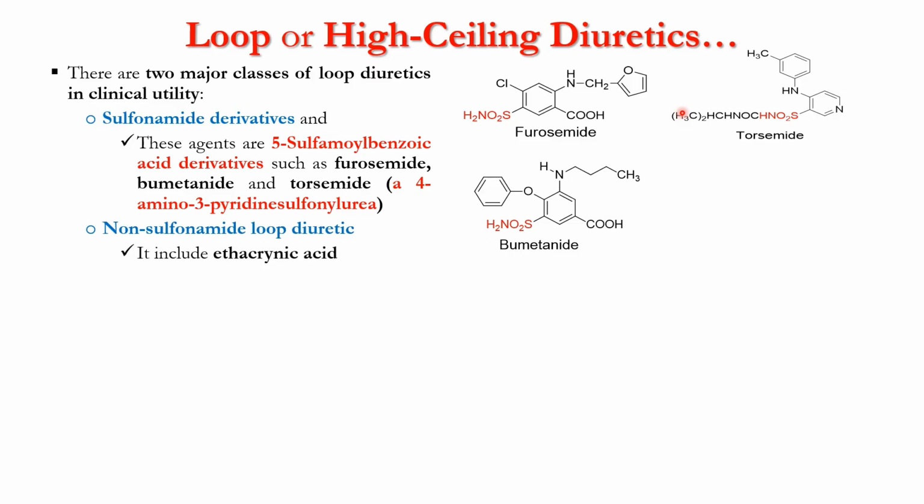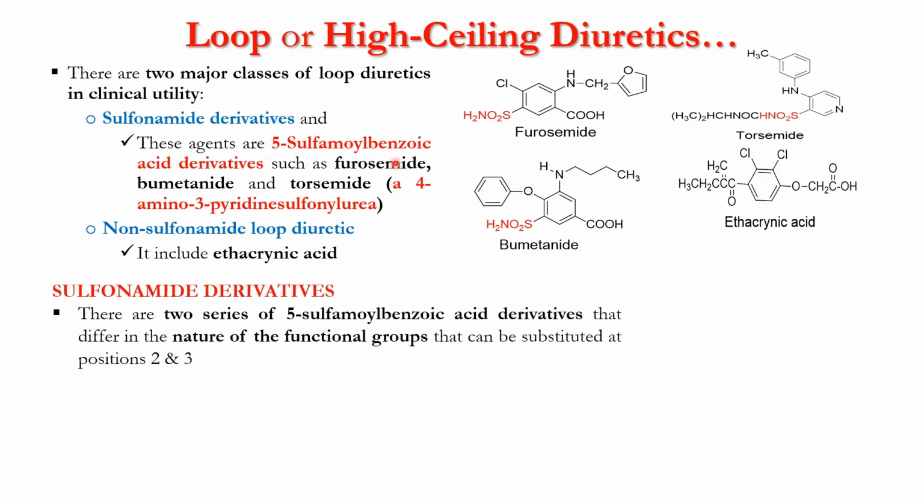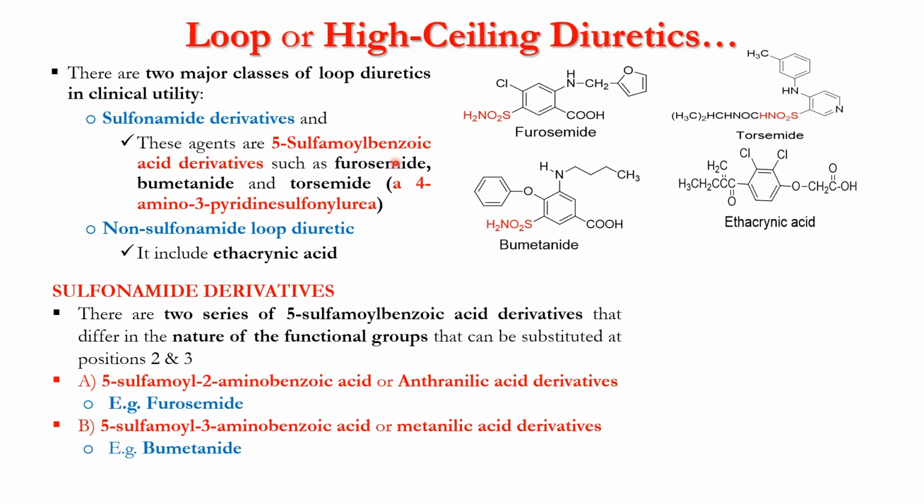But in the case of non-sulfonamide loop diuretics, ethacrynic acid is the only one which does not contain any kind of sulfonamide group. And again, the 5-sulfonyl derivatives can have two series based on the nature of the functional group that is substituted at position 2 and position 3 of the drugs.